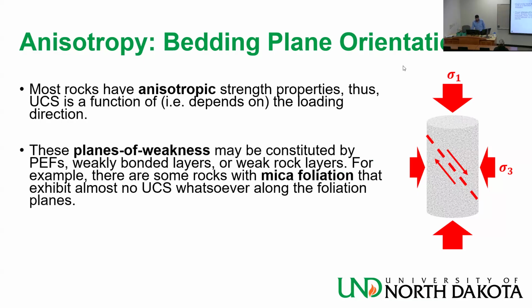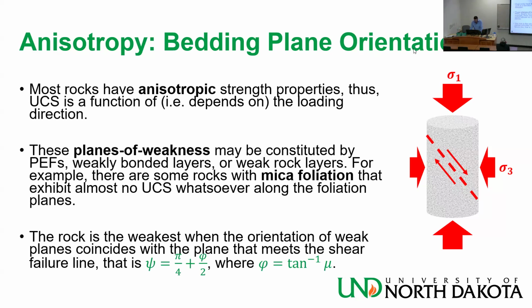These planes of weakness, these are the layers, may be constituted by PEFs, weakly bonded layers, or weak rock layers. For example, there are some rocks with mica foliation, thin sheet layers of mica, that exhibit almost no UCS whatsoever along the foliation planes. It's very easy to move them across those mica foliation layers. Very, very easy to make them fail, almost like it requires no sigma 1.